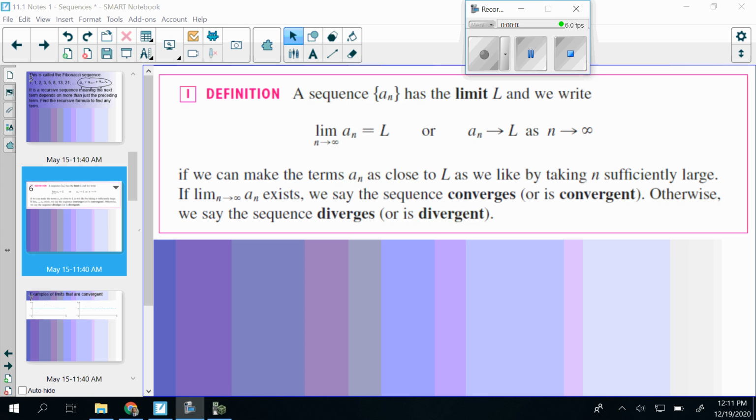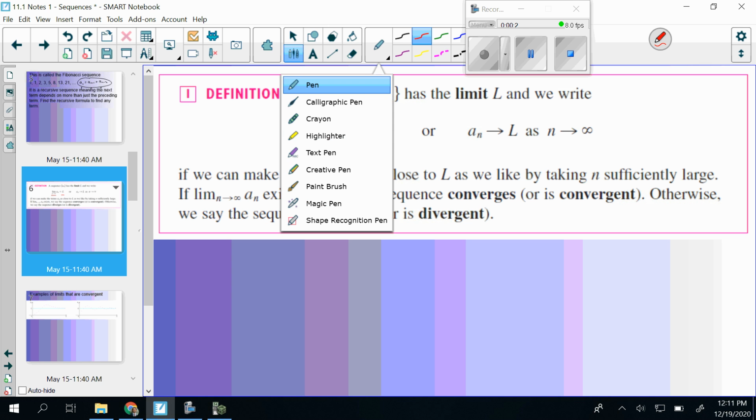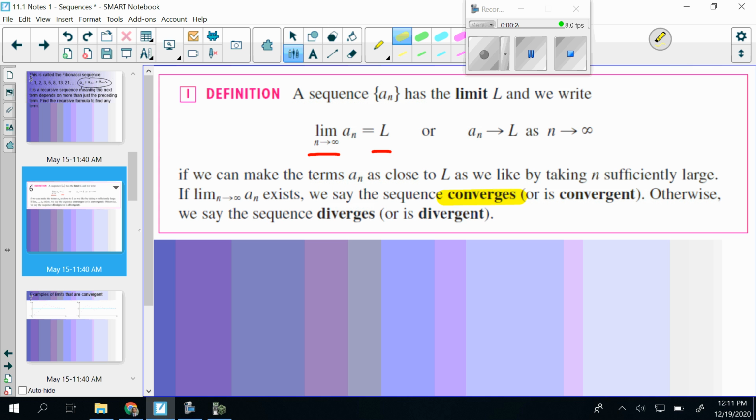Right, when we're looking at sequences, if we take the limit as the number of that sequence goes very large or approaches infinity, and that sequence approaches some value L, where L is a real number, then we say that this sequence is convergent, or converges to that number. If we do the limit as n gets very big and it doesn't approach anything, then we say instead that the sequence diverges or is divergent. So we want to check, does it approach some actual value?